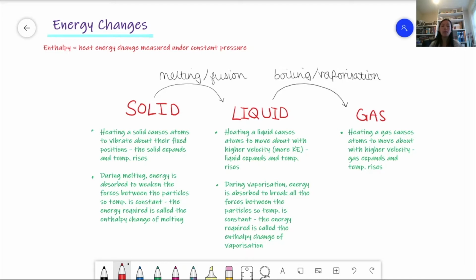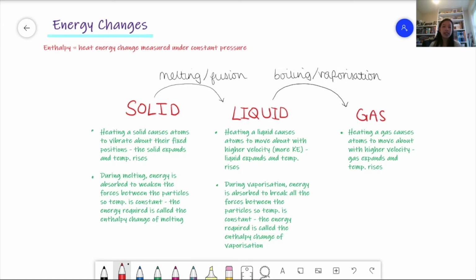melt it. And when it turns into a liquid, if you continue to heat it, the atoms move with higher velocity, so they have more kinetic energy, and so the liquid expands and the temperature rises. But during vaporization, which is when the liquid turns into gas, the energy is absorbed to break all the forces between the particles, because in a gas there are no forces between the particles. They're all just moving separately by themselves. And so the temperature is constant because, again, the energy isn't being used to move the atoms more. And this energy is called the enthalpy change of vaporization.